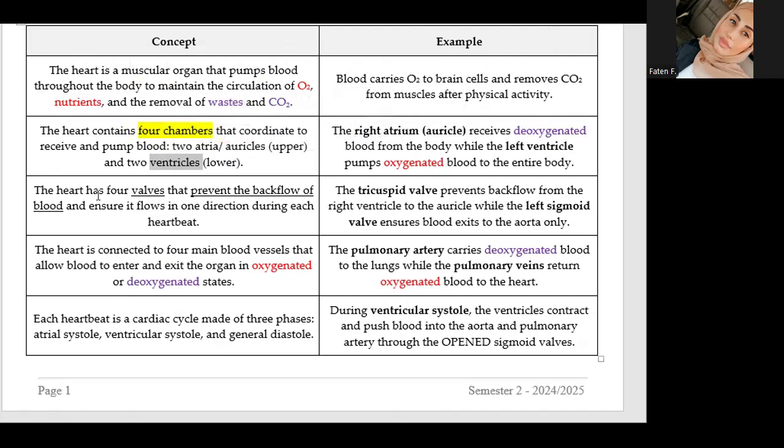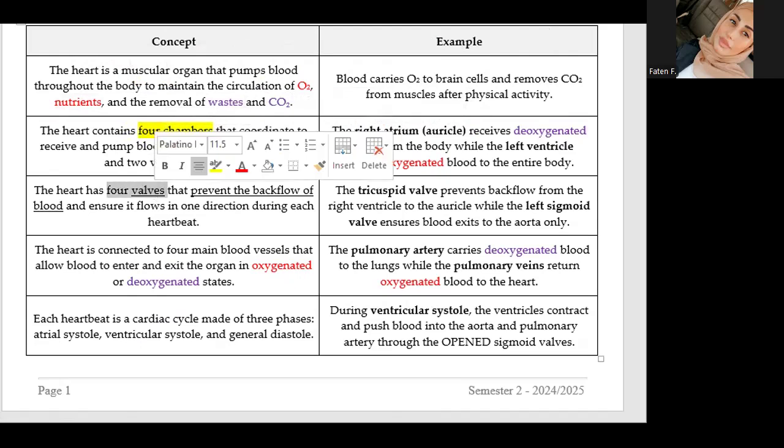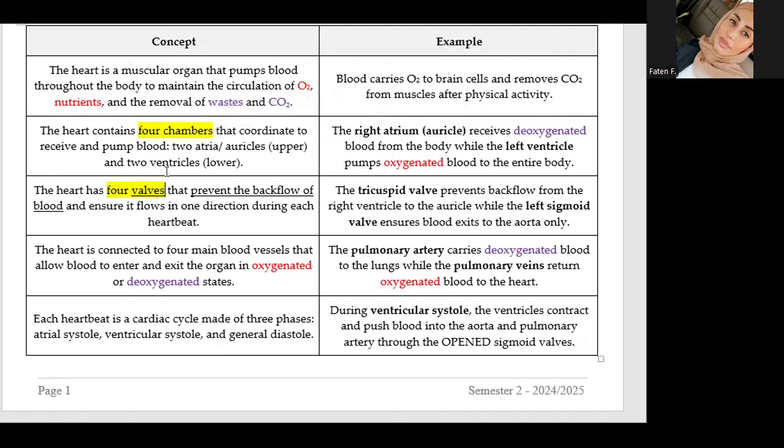Also, in the heart, you will see four valves. These valves allow the flow of the blood in one direction and prevent the backflow of the blood. We have the tricuspid and the bicuspid valves, which are between the auricles and the ventricles, while the sigmoid valves are between the ventricles and the arteries.